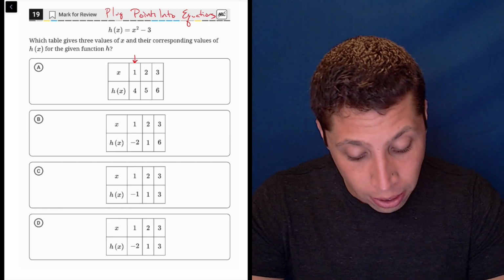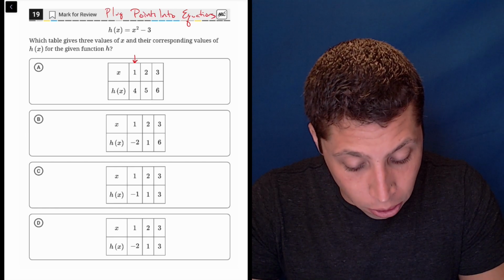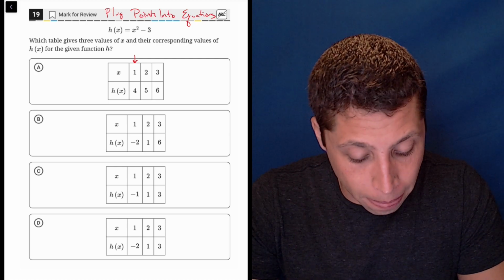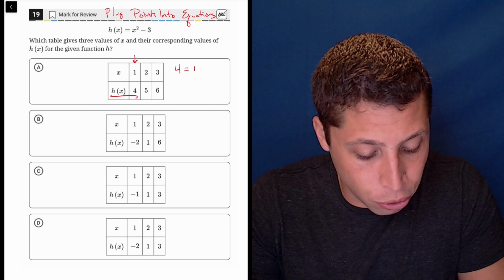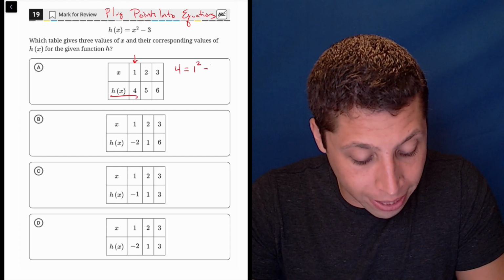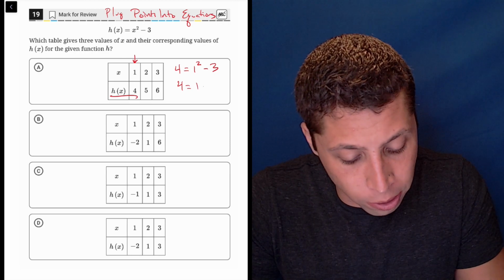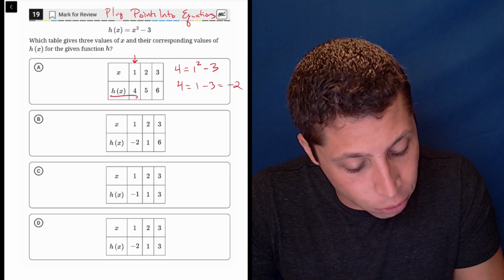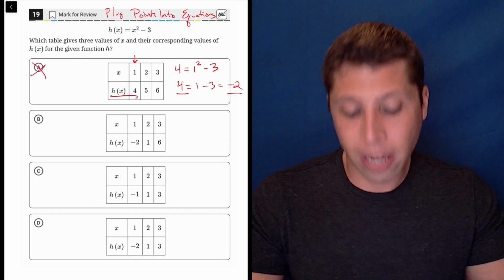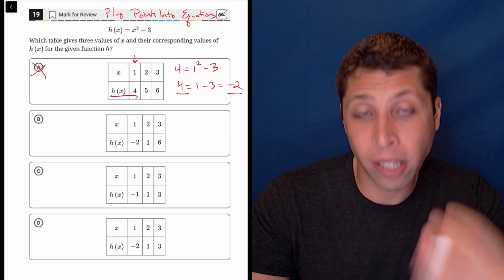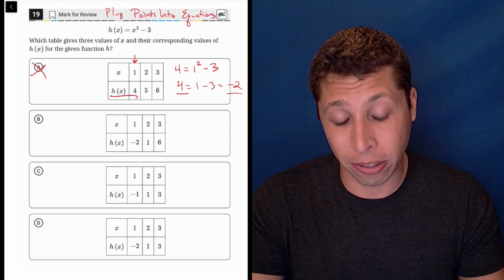So I'm going to test it out. The h of x, I guess, is 4. So let's do it this way. 4 is equal to 1 squared minus 3. Well, that's not true. 1 squared is 1, minus 3, that's negative 2. So 4 and negative 2 are different numbers, so I don't care about the other points. I know that this one does not work because the first point did not fit the equation.